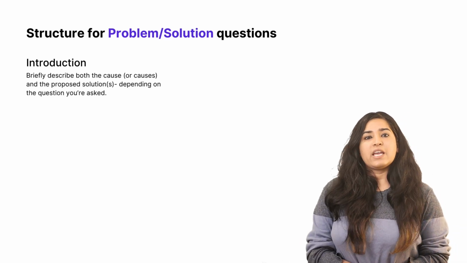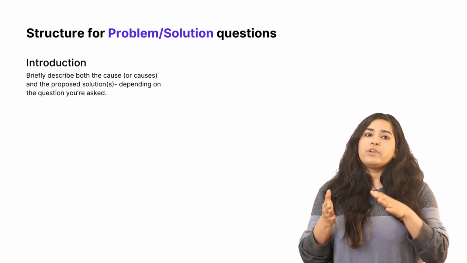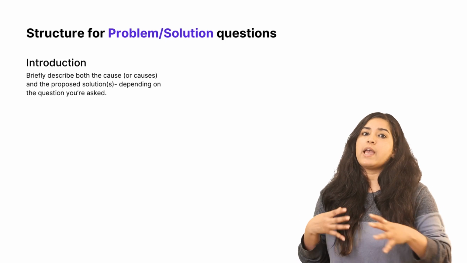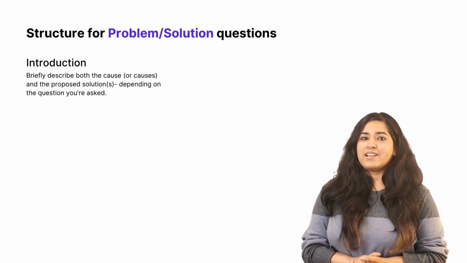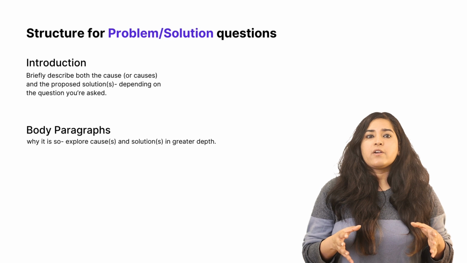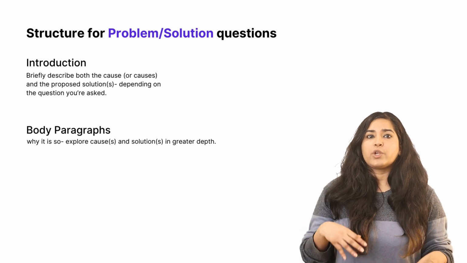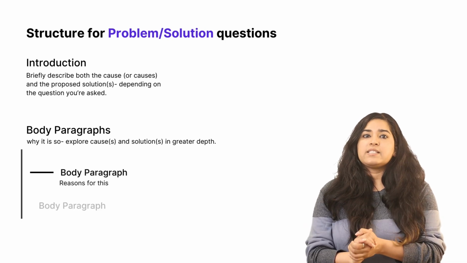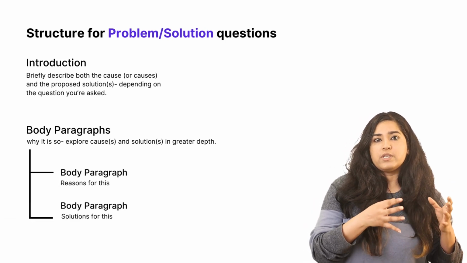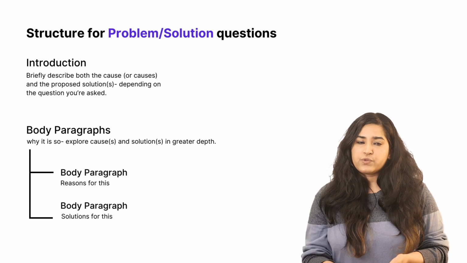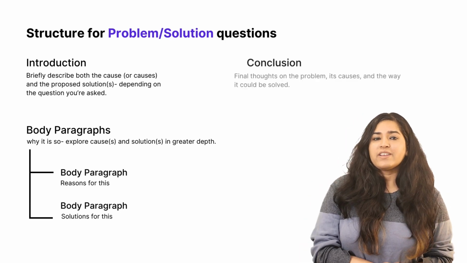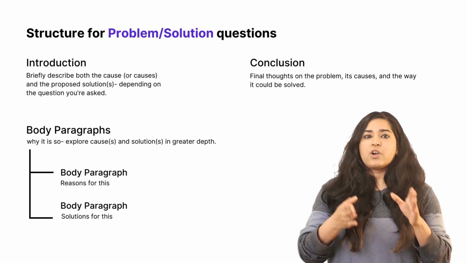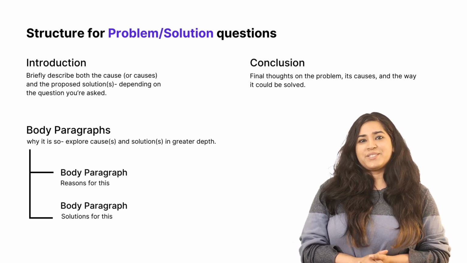Your first paragraph, again, will be the introduction, where you could briefly describe both the cause and/or causes and the proposed solution and/or solutions, depending on the question you're asked. Your second paragraph will be the reason why it is so, where you're exploring the cause and solution in greater depth. You can break this down further into, for example, reasons for this and/or solutions for this. And then your final paragraph, again, will be your conclusion, where you will give your final thoughts on the problem, its causes, and the way it could be solved.